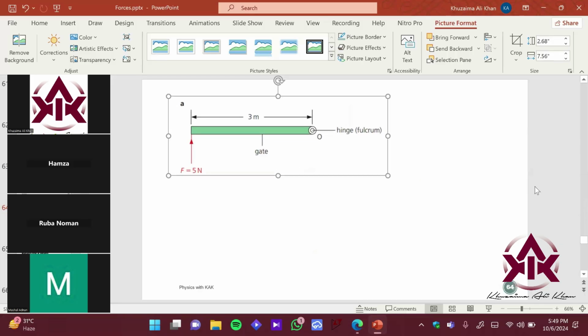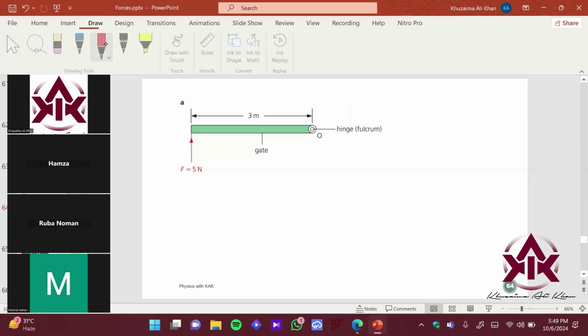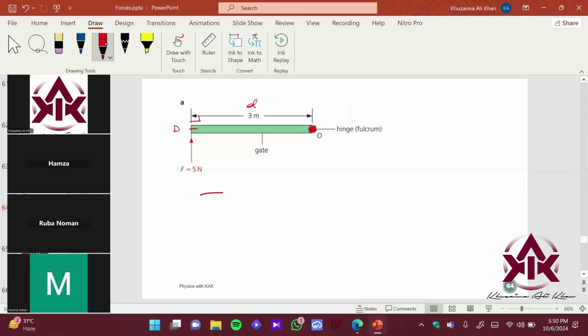Okay, now imagine this is your door and it is basically fixed from here, which you can see is a fulcrum, right? A pivot. So now let's say you're opening the gate from here, and the distance from the pivot, which is perpendicular to the force, is 3 meters. So your D is this. This is your force. Let's apply the formula.